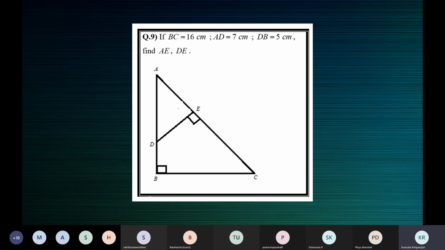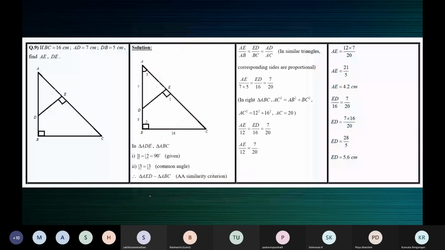Yeah, how much is AE? How much is DE? Yes, children. What's the length of AE? What's the length of DE? Right.